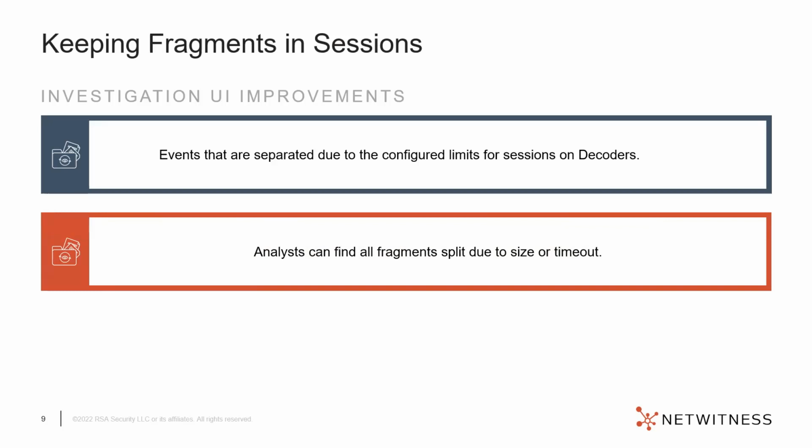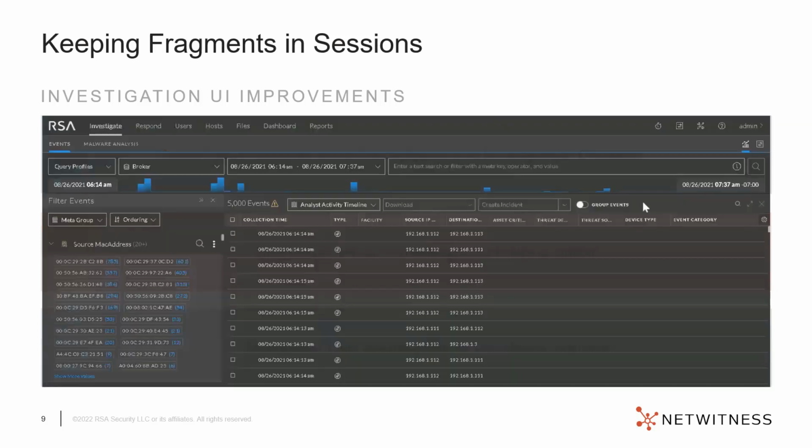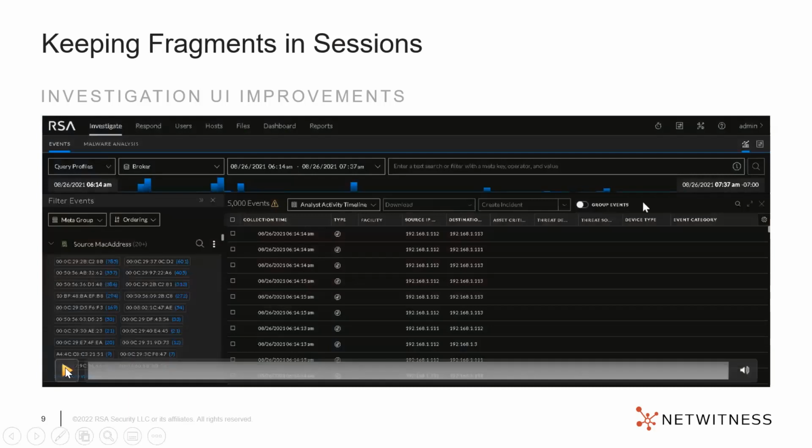You know that group events show the relationship based on the events pulled back for display, and there is a maximum limit of 5,000 events. Also, analysts can now interact with the icon below the collection time column so that you can query another portion to find the relevant fragments, matching whatever event needed to be selected. Let's now watch the demo that clarifies how this feature works.